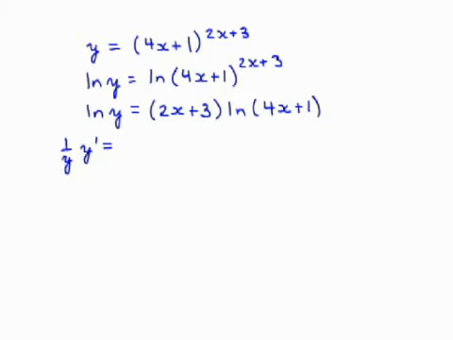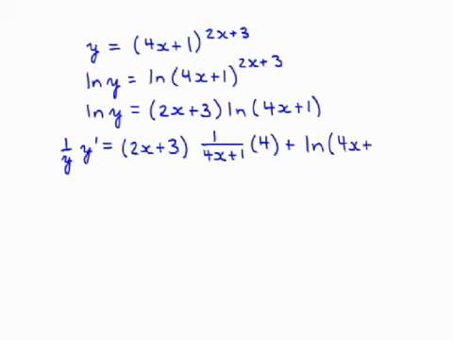So I start using the product rule. I have f of x, which is 2x plus 3, being multiplied by g prime of x. Well, when I take the derivative of the natural log of 4x plus 1, I have to use the chain rule, and its derivative is 1 divided by 4x plus 1, and that's all multiplied by 4. Then I add to that my g of x, the natural log of 4x plus 1, and I multiply it by f prime of x, which in this case is 2.